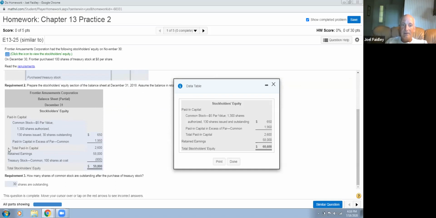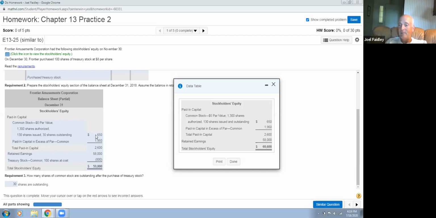Then down here, below retained earnings, I don't know why they put it there, but they always do. Treasury stock, common, 100 shares at cost. There's the $100 negative. And that's a negative because it has a debit balance. All these others have credit balances, right? Yes, equity always has a credit balance. Liabilities always have a credit balance.